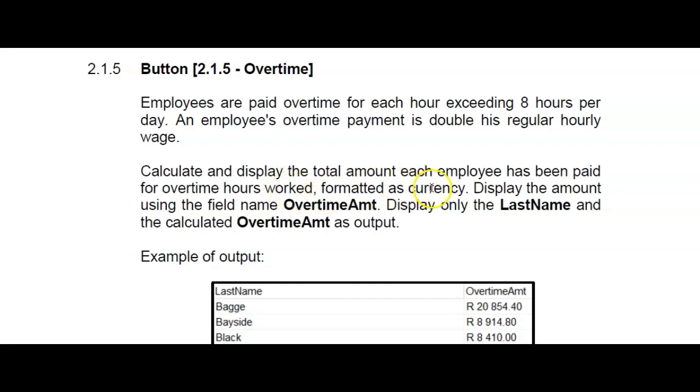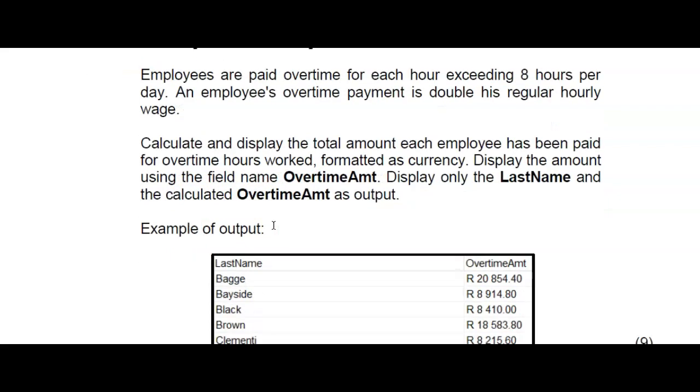You also have to format the output as a currency and then display the amount using the field overtime AMT. That just means that after your calculation, you're going to say as overtime AMT. And then display only the last name and then this amount that has been paid. Press pause and see if you can get this output.